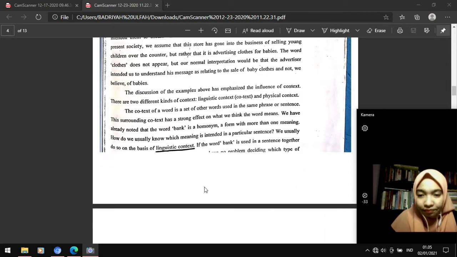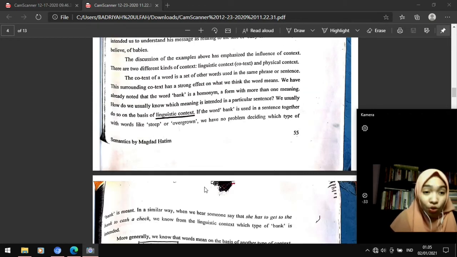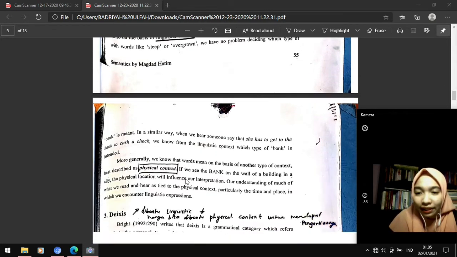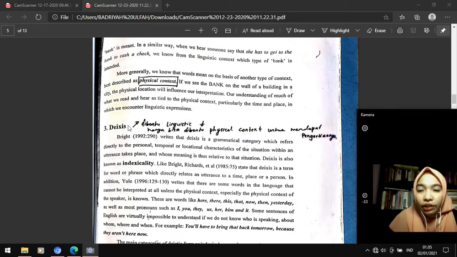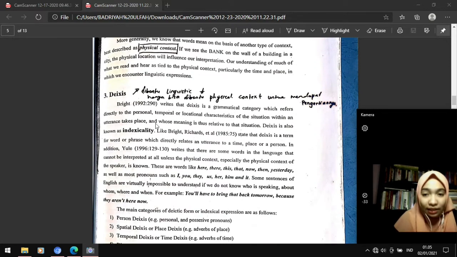Okay. Now let me make it short, because we have a lot of material. Now we are going to deixis. So what is deixis? Now actually you can see my note here. Hanya bisa dibantu physical context untuk mendapatkan pengertiannya. Now I give you the example.